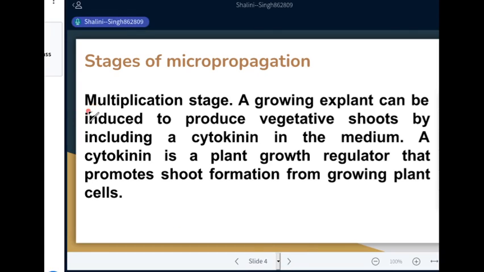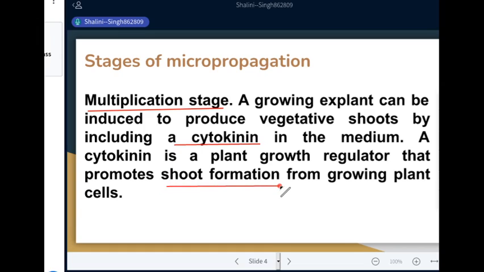Moving to the next stage, stage number 2, that is the multiplication stage, sometimes known as the proliferation stage. A growing explant can be induced to produce vegetative shoots by including a cytokinin in the medium. The medium used in the multiplication stage is also known as shoot induction medium. Shoot induction medium mostly has a richer concentration of cytokinin. Cytokinin is a plant growth regulator which promotes shoot formation from growing plant cells.